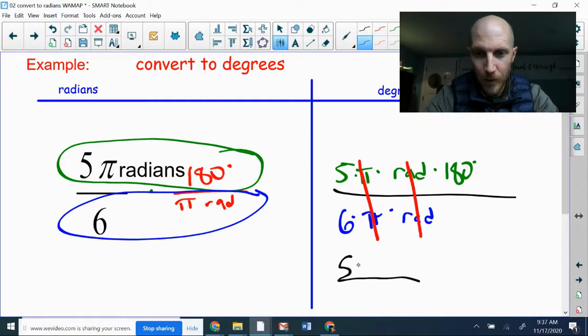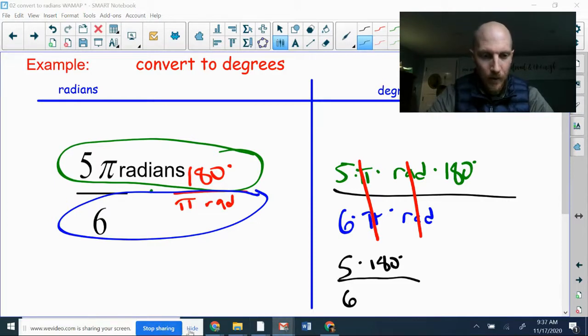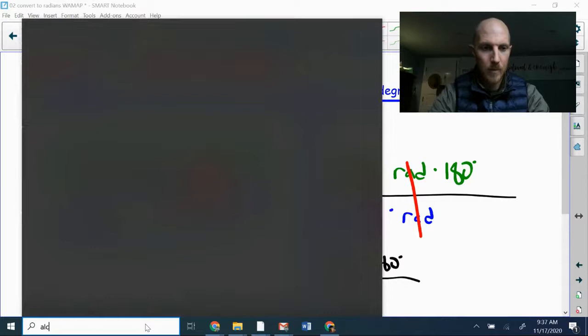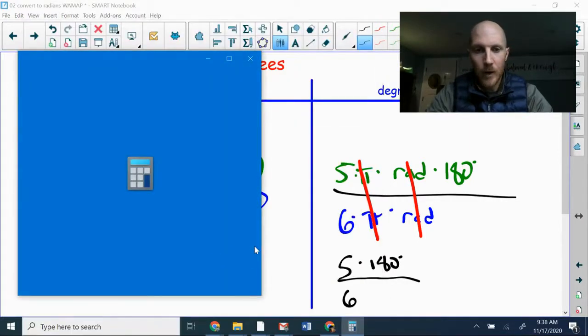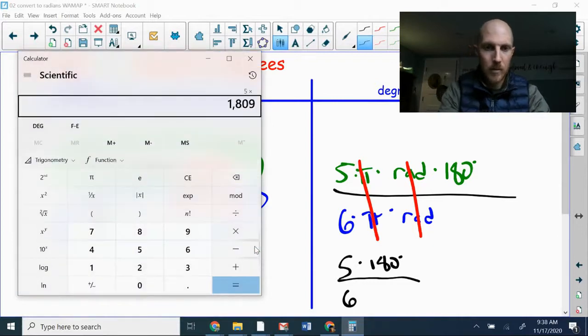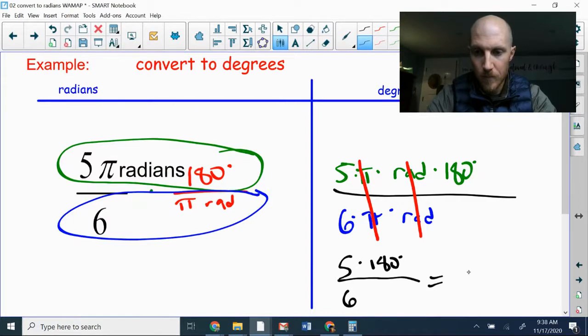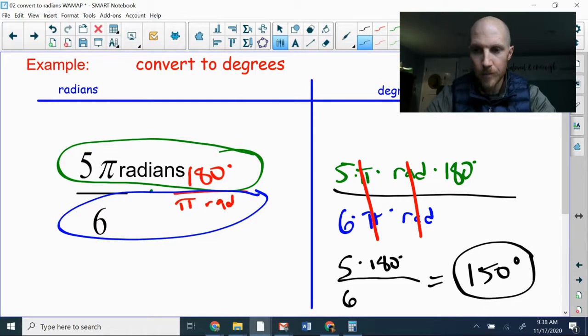And there's probably some mental math tricks that we could use to do this. I mean, there are, definitely. But let's just multiply these. Because my calculator is hiding. So 5 times 180 is 900. And then I'm going to divide that by 6 to get 150. Don't forget the degree symbol.